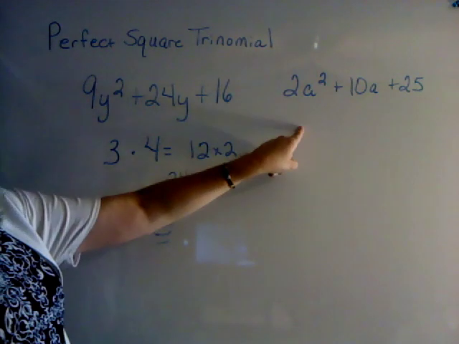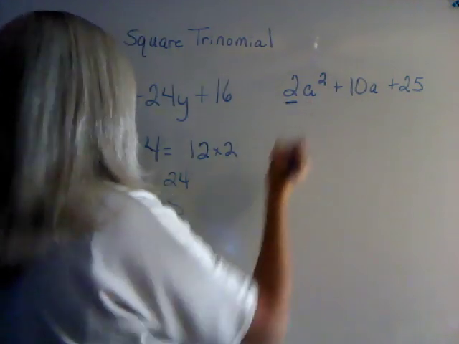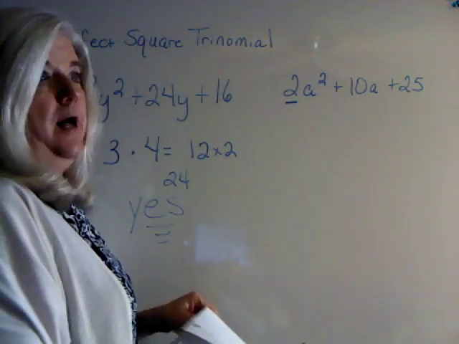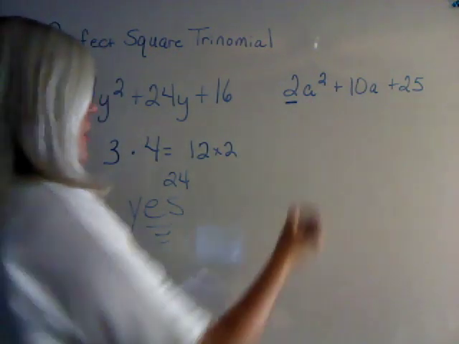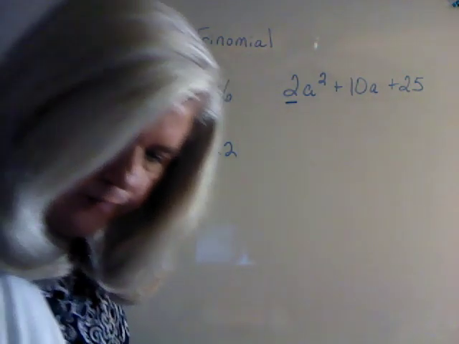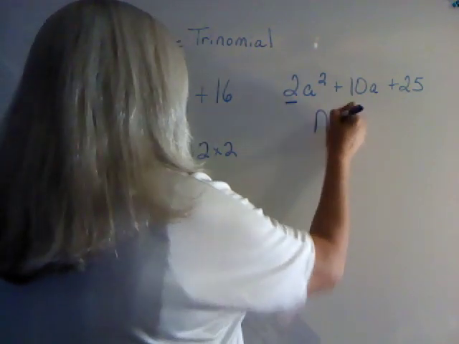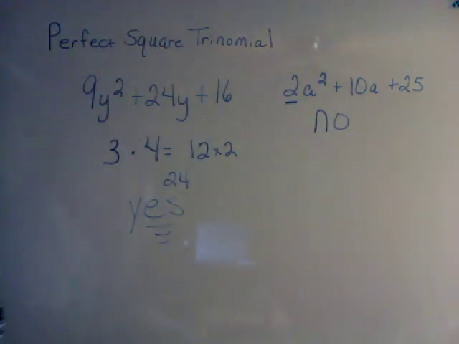Now let's look at this one over here. Well, to start with, 2, we cannot take the square root of 2. So this is an automatic no. This is not a perfect square trinomial.